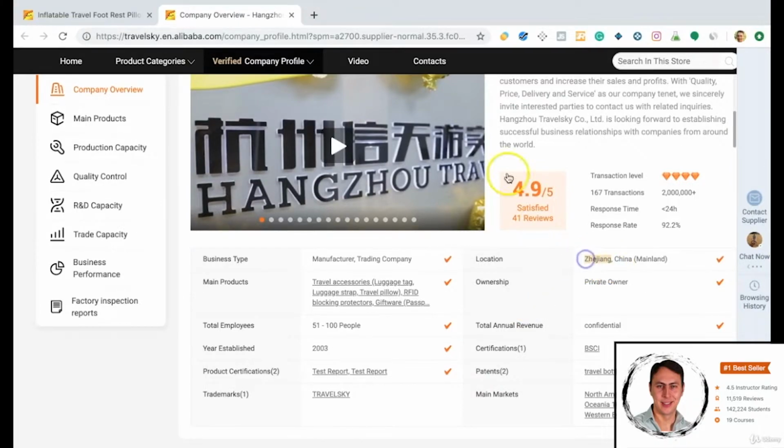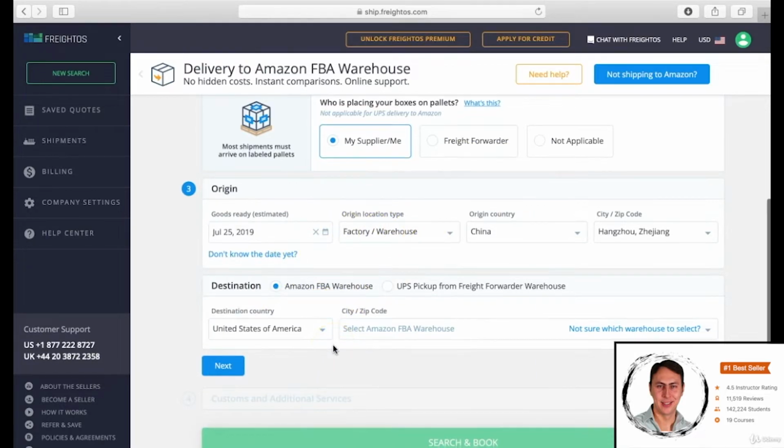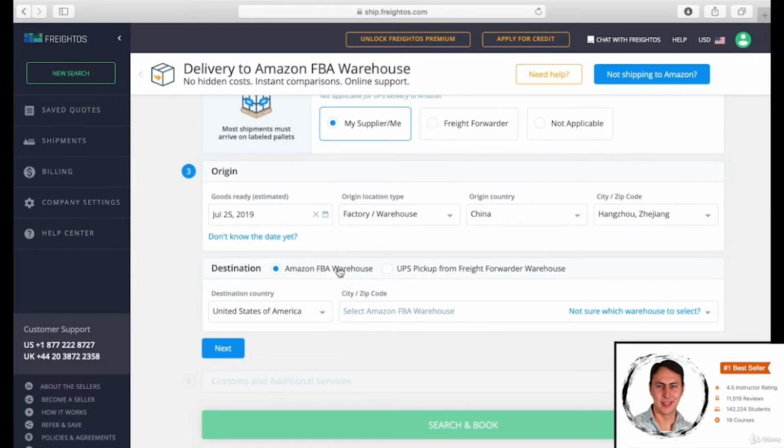It is in Benjiang. Let's copy and paste it into the zip code section. And the city name has been written. Let's update the date as well. After we finish the top section, we determine where the products will go in the bottom section.